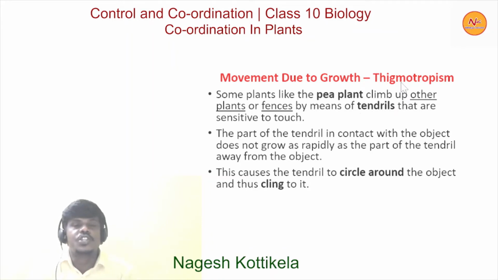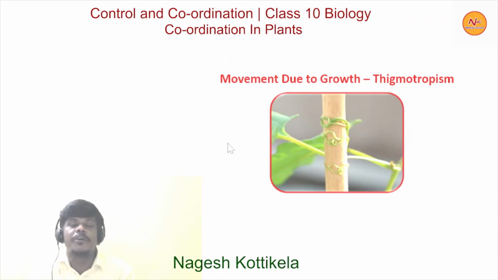This is due to the stimulus of touch. Chemo means touch. This causes the tendril to circle around the object and thus cling to it. This is what we call Chemotropism, and this type of movement is seen in plants that have tendrils. The best example is the pea plant. Here is one of the plants with tendrils. You can see the tendrils circling around the support and growing.